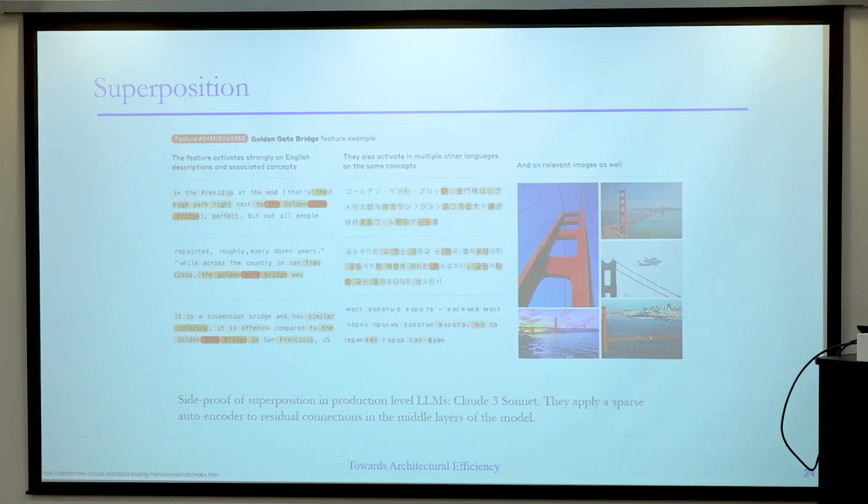And there is already some proof of superposition in production-level large language models, like Claude 3 Sonnet. They applied a sparse autoencoder to the residual connections in the middle layer of the model, and they discovered many interesting features within the model. An example is the Golden Gate Bridge, and these features appear both in text and in images. This is proof regarding the superposition phenomenon.